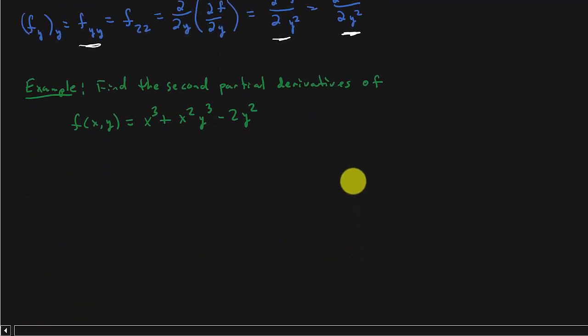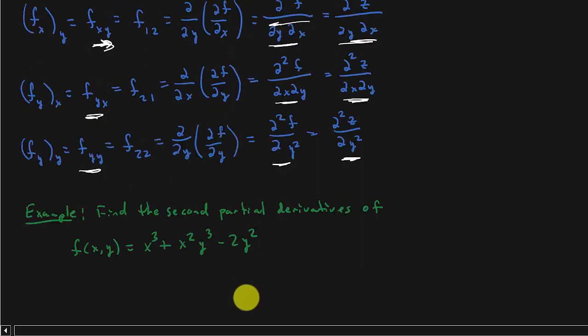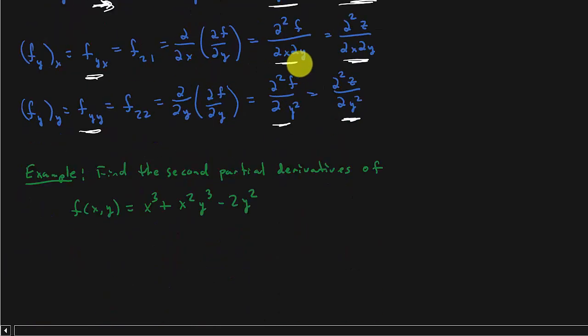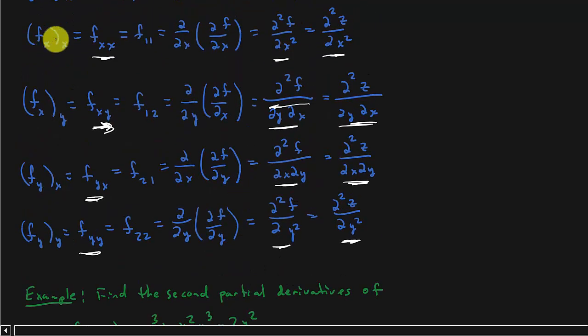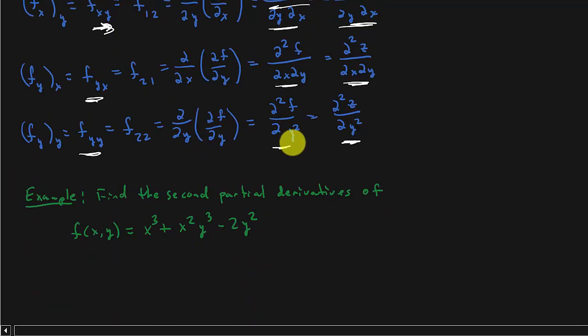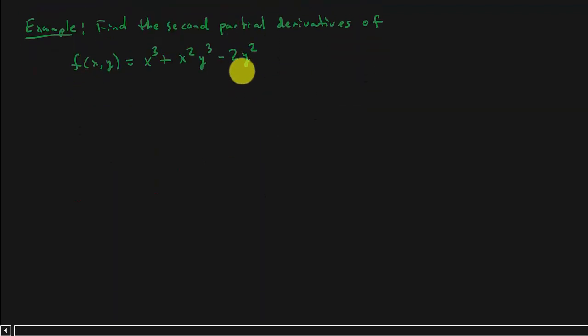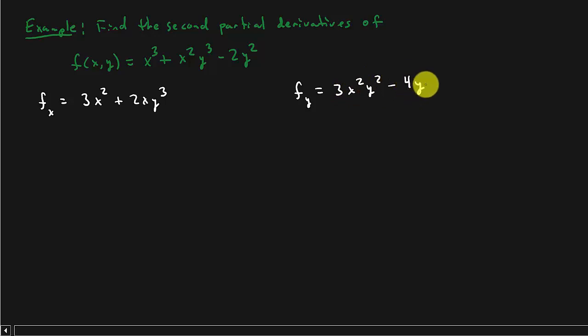So let's look at this. It says find the second partial derivatives. So basically what we're doing is we're finding all of these. Okay. And in order to find all of these, do you see we have to find the partial with respect to x and the partial with respect to y first? That's what we've got to find first. So let's do that. The partial with respect to x is 3x squared plus 2xy cubed, and then the derivative of the last term is 0 because y is a constant. And then the partial with respect to y is equal to, well, that first term is 0, and then that's going to be 3x squared y squared minus 4y. All right. So that's my partial with respect to x, partial with respect to y.